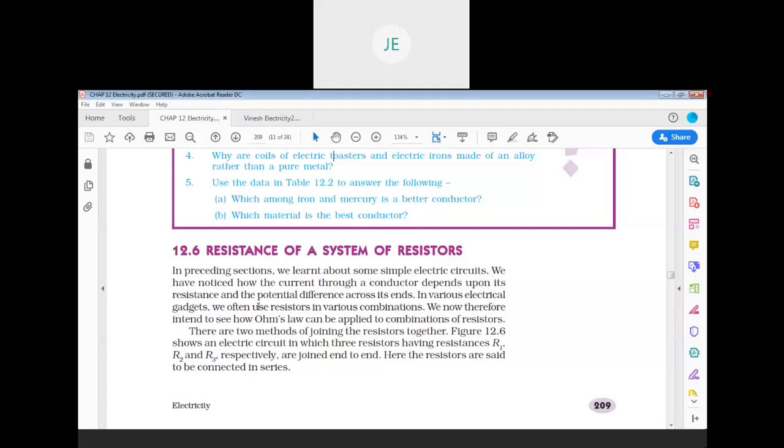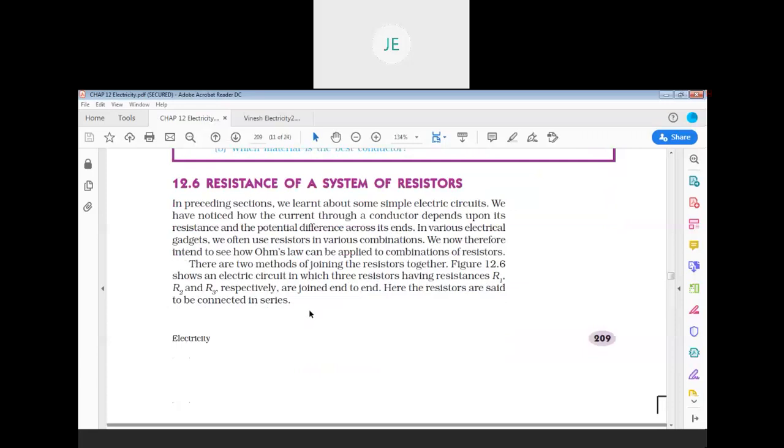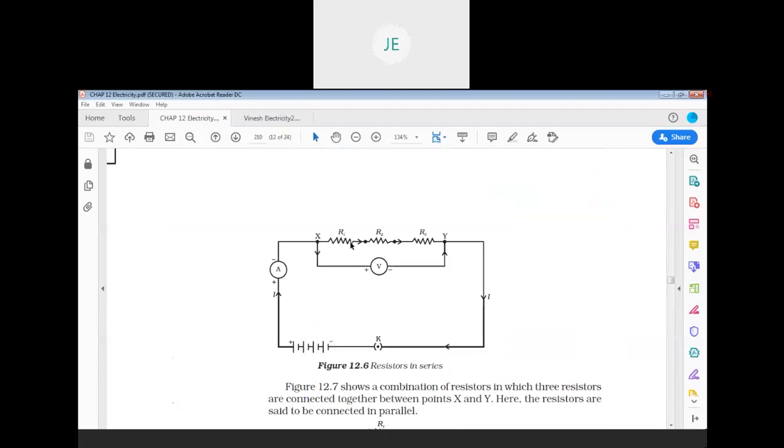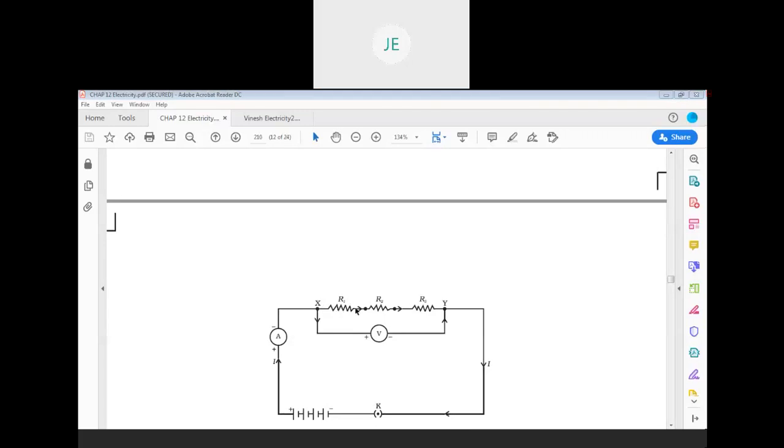In various electrical gadgets, we often use resistors in various combinations. Let us try to understand those combinations. There are two different combinations. One is like this, end to end. One resistance is there, and at the end of one resistance, another resistance. At the end of that resistance, another resistance. In this way, they are connected. This kind of end-to-end connection is called series connection.